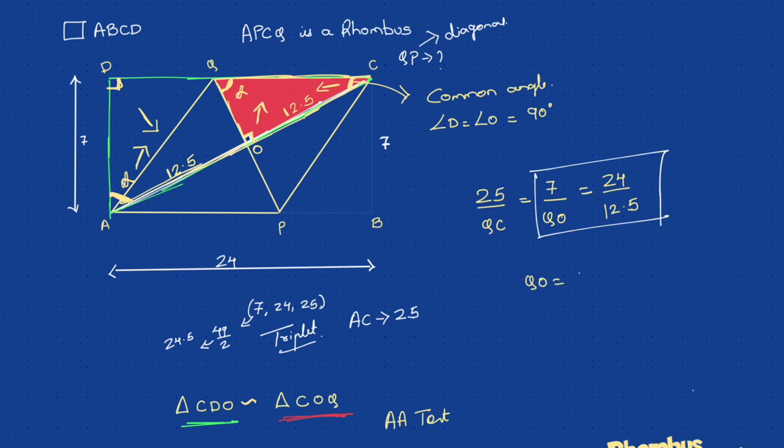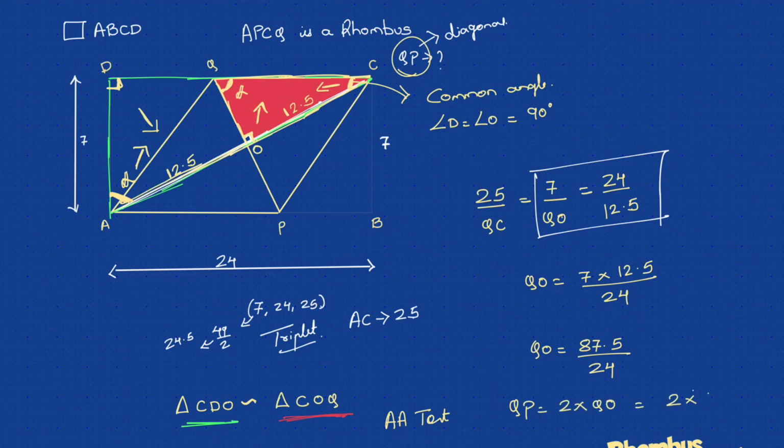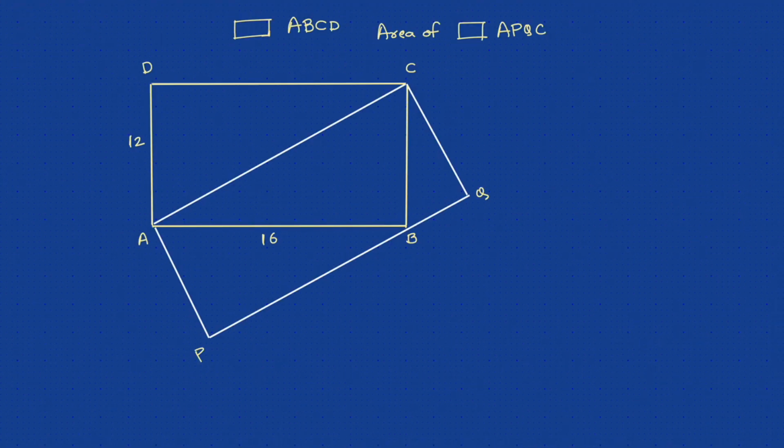7 upon QO is equal to 24 upon 12.5. So QO is equal to 12.5 into 7 divided by 24. So QO comes out to be what now? Let's just multiply: 12.5 times 7 is 87.5, divided by 24. I need to find out QP. QP is twice QO. Why? Because diagonals bisect, so twice QO will be equal to QP. I write 2 into this, so I'm getting 87.5 divided by 12. If you divide this normally, you'll get the answer as 7.29, and that is the length QP. So I just applied the concepts of the rhombus that I have learned, and I solved the question.